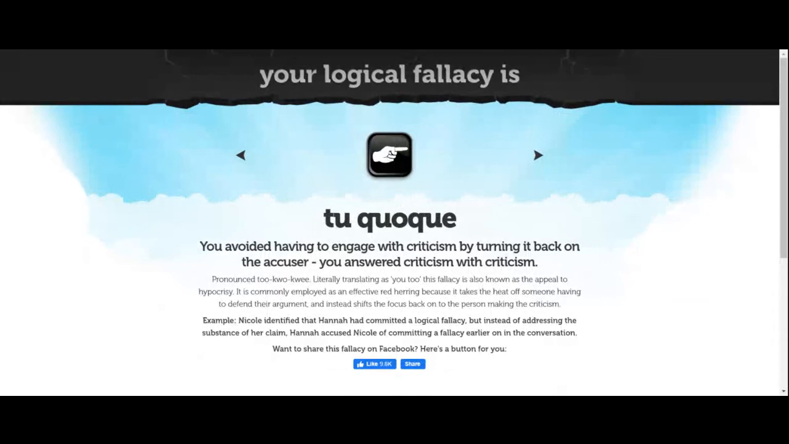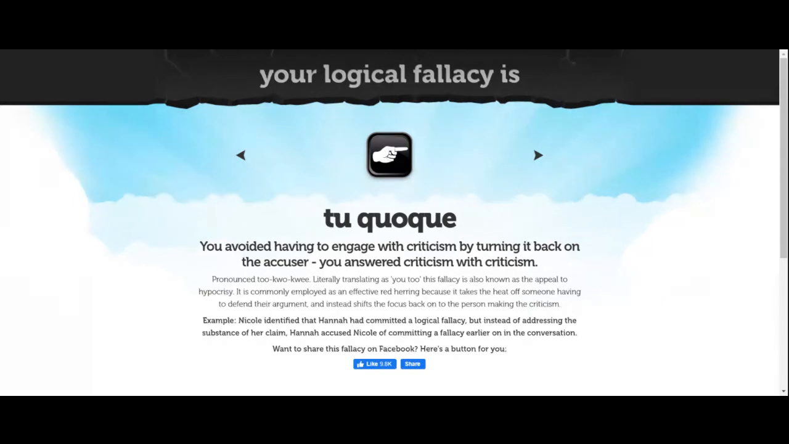The tu quoque fallacy, avoiding having to engage with criticism by turning it back on the accuser. In other words, you're answering criticism with criticism. Now, what this literally translates to is you too. You could also call this the I'm rubber, you're glue fallacy. It's appeal to hypocrisy, commonly employed as an effective red herring because it takes the heat off someone having to defend their argument and instead shifts the focus back onto the person making the criticism.